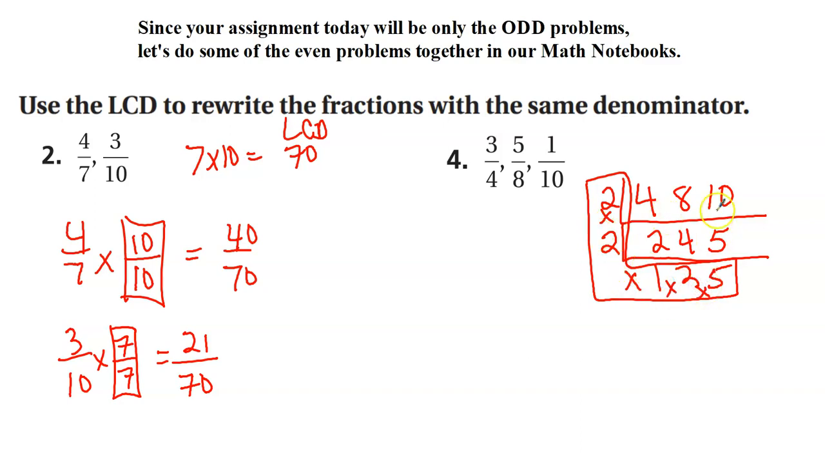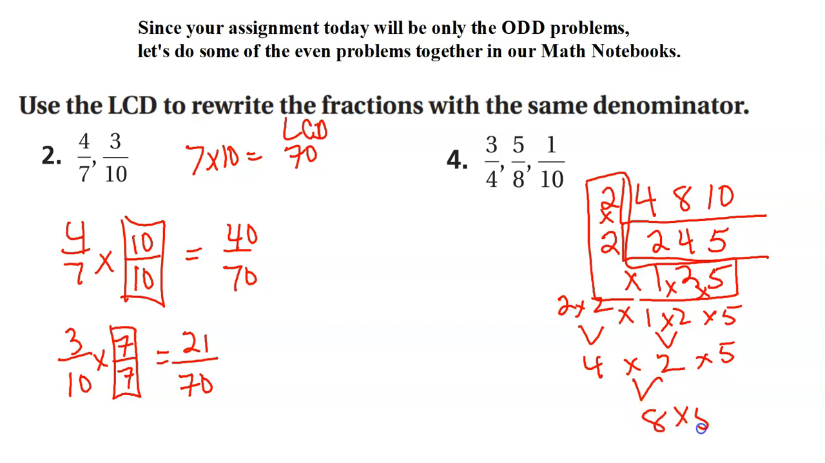And I multiply those all together. 2 times 2 is 4 times 1. So far I've got 2 times 2. Let me put that 4 over there. 2 times 2 is 4 times 1 times 2, which is 2. And then the last thing I have is a times 5, so I'm not going to forget that. 4 times 2 is 8 times 5 equals 40. So I'm rewriting all of these fractions to have 40 as the denominator.